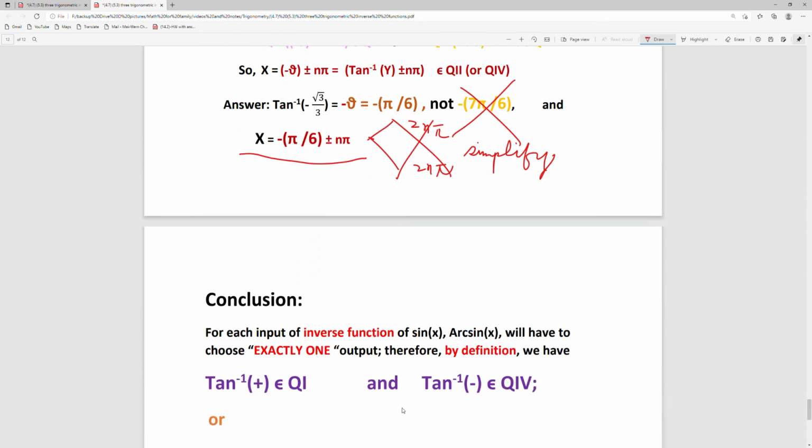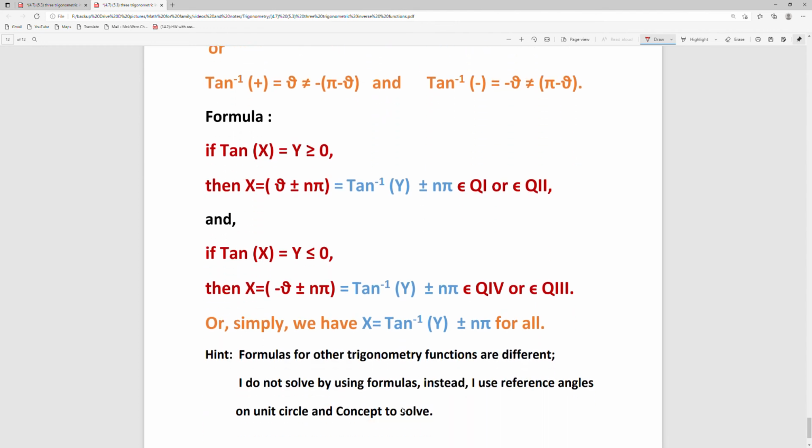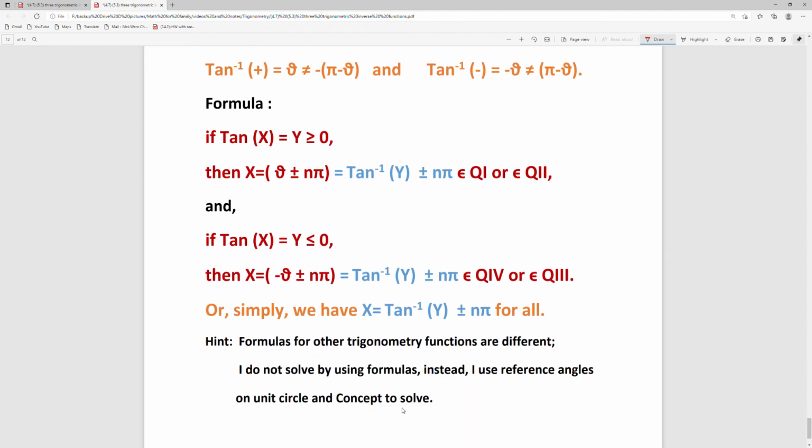So in the end, I have a conclusion for tangent. You can read it by yourself. And again, I want to say one more time, the hint: formulas for trigonometry functions are all different. Don't memorize one formula and apply it to all three trigonometry functions. That's not possible. I do not use formulas, but you can use formulas if you want. Actually, I use reference angle, unit circle, and the concept to solve, and it's very quick and easy.